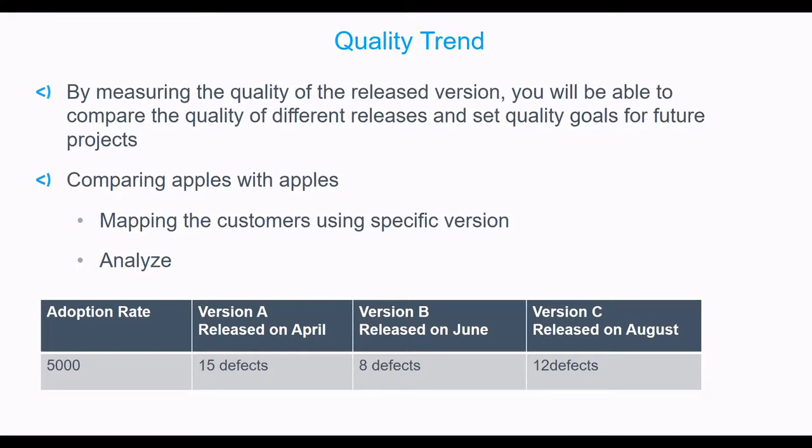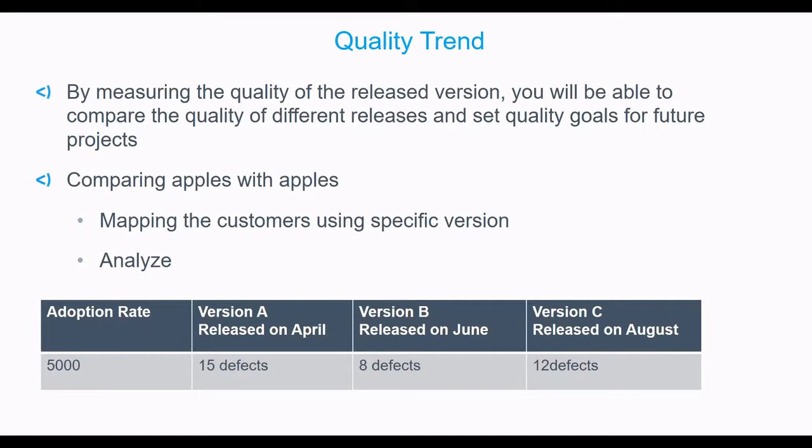So let's talk a little about this example, right? In this example, by measuring the field defects at the point the release was installed by 500,000 customers, we can compare 2 releases and decide which one is of higher quality. For example, let's say that we have 3 releases: release A, released in April; release B, released in June; and release C, released in August. As soon as 500,000 customers had installed each respective release, we measured how many defects those customers reported. And we saw that release A had 15 defects, release B had 8 defects, and release C had 12 defects.